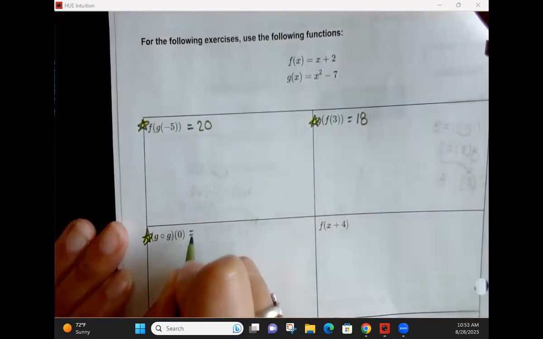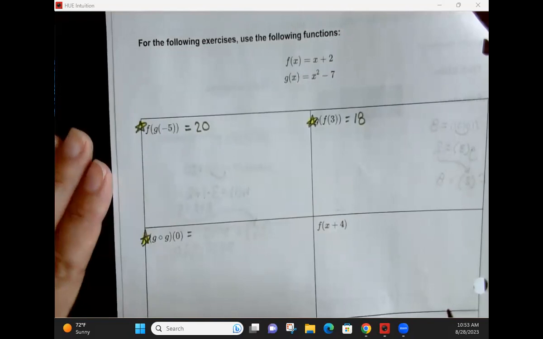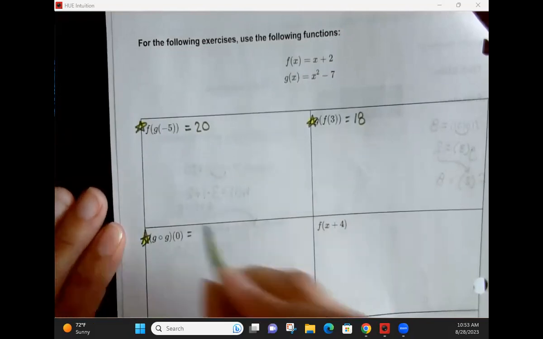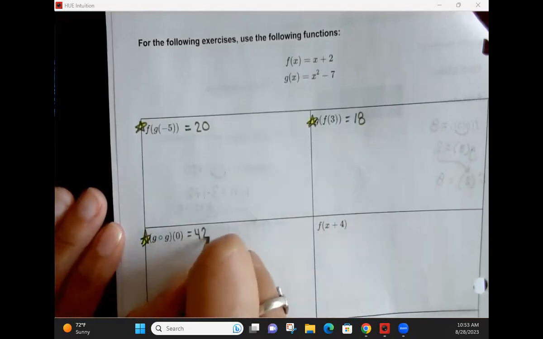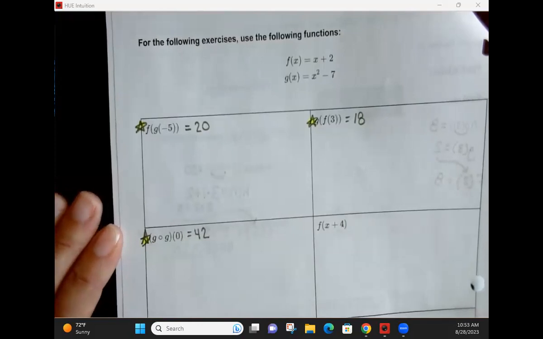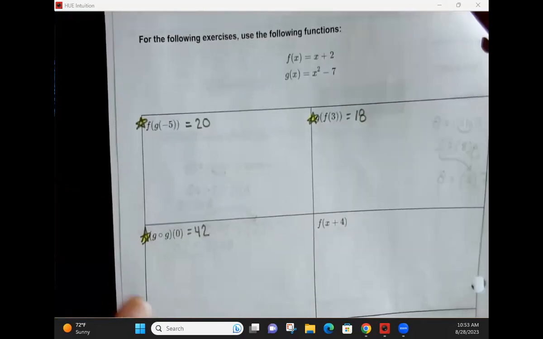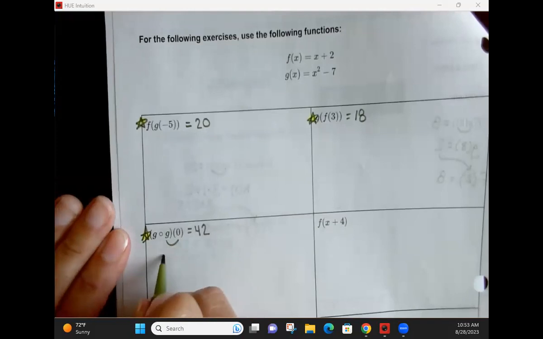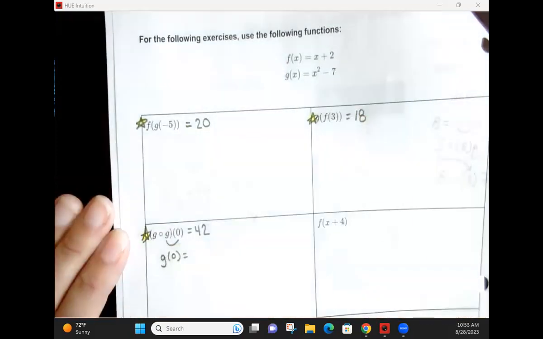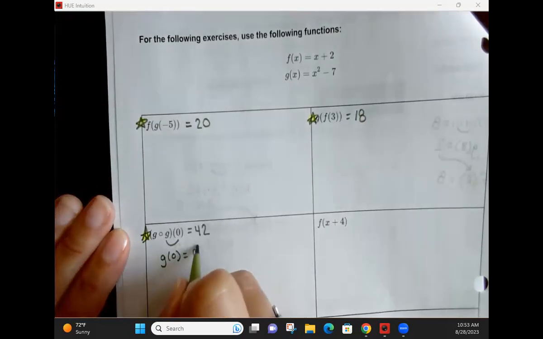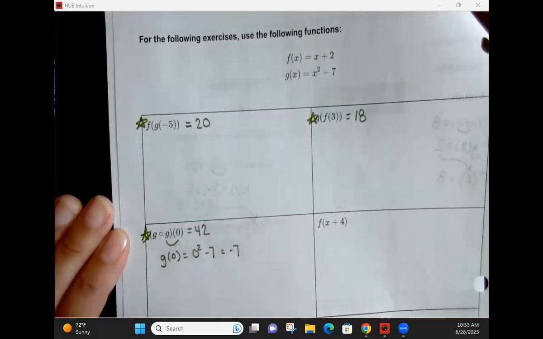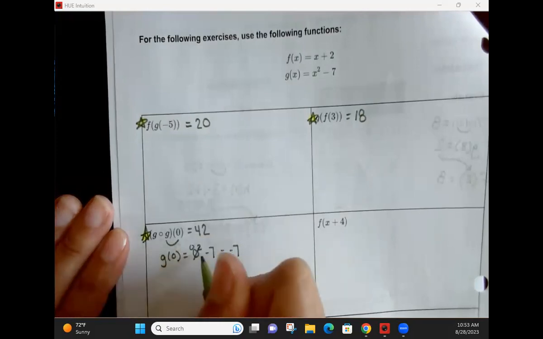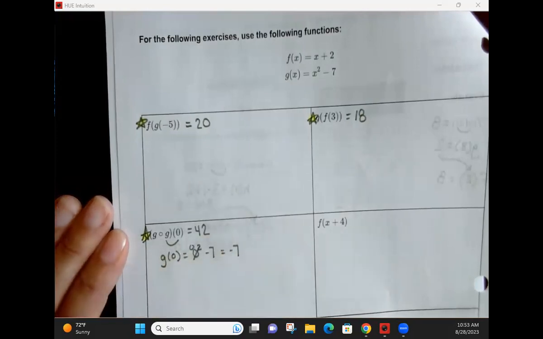And then the last one I asked you to try, g of 0, you should have gotten 42. Anybody like me to work through this one? Okay, so we start with g of 0. So g of x, I'm plugging in 0 for x. This would be 0 squared minus 7, which would give me -7, right? 0 squared is 0. 0 minus 7 is -7.